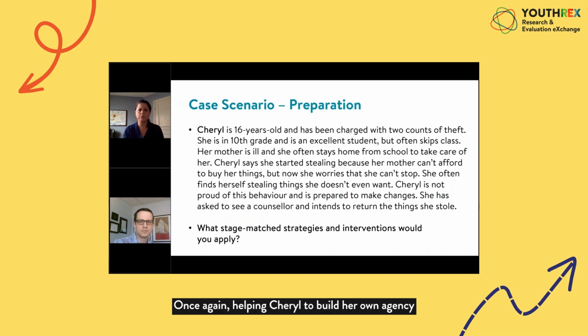Once again, helping Cheryl to build her own agency and autonomy. She already wants to give things back. That's great. And maybe part of the giving things back is also being able to access the right supports to help with mom at home. So Cheryl can go about being a 16-year-old who's able to be excellent in school and not have to skip classes.